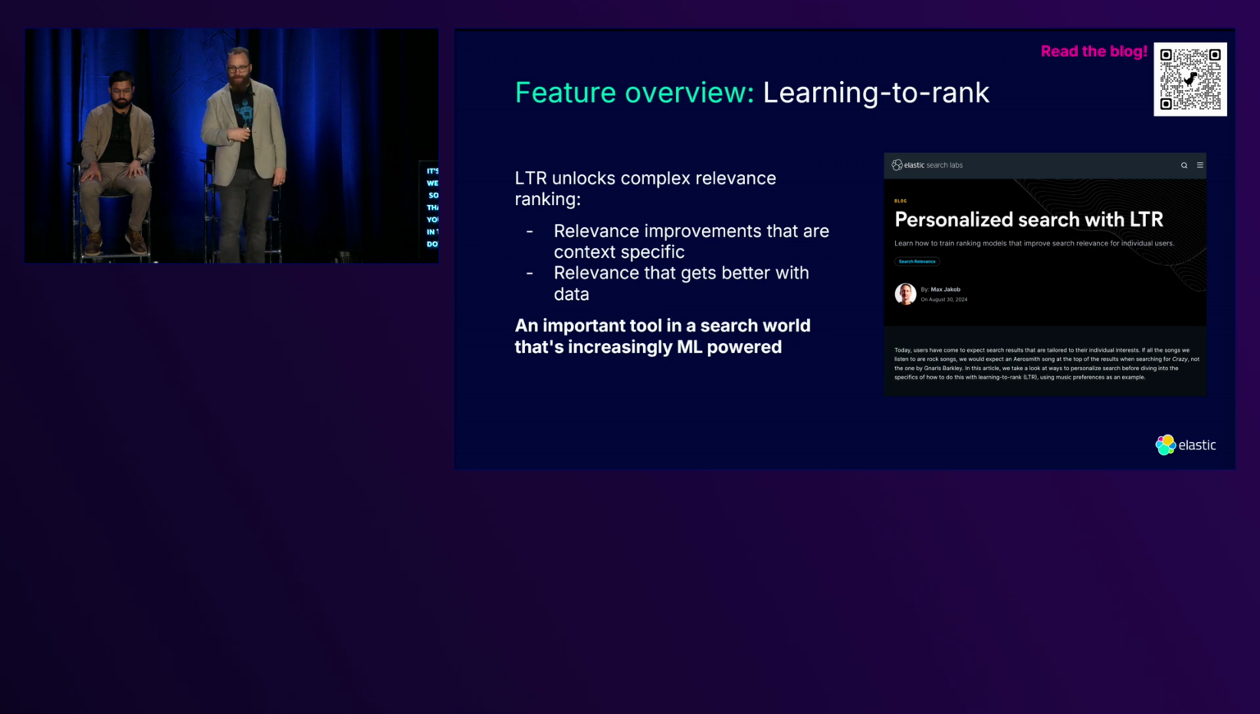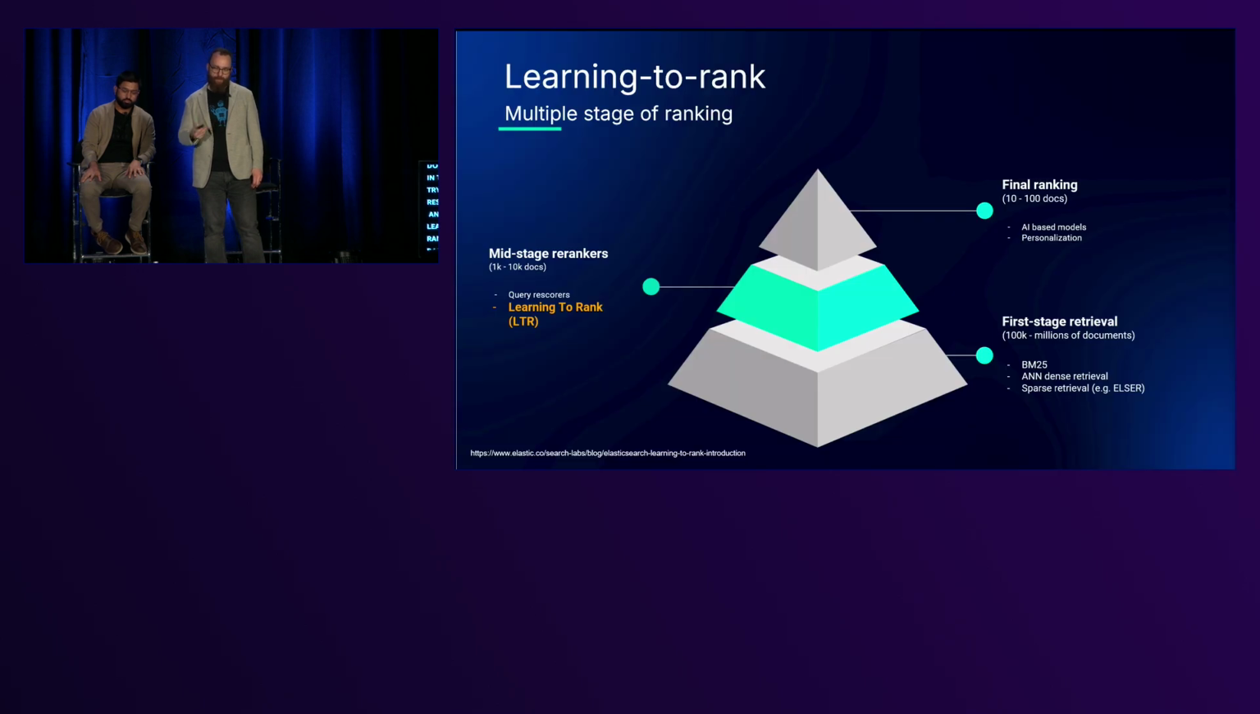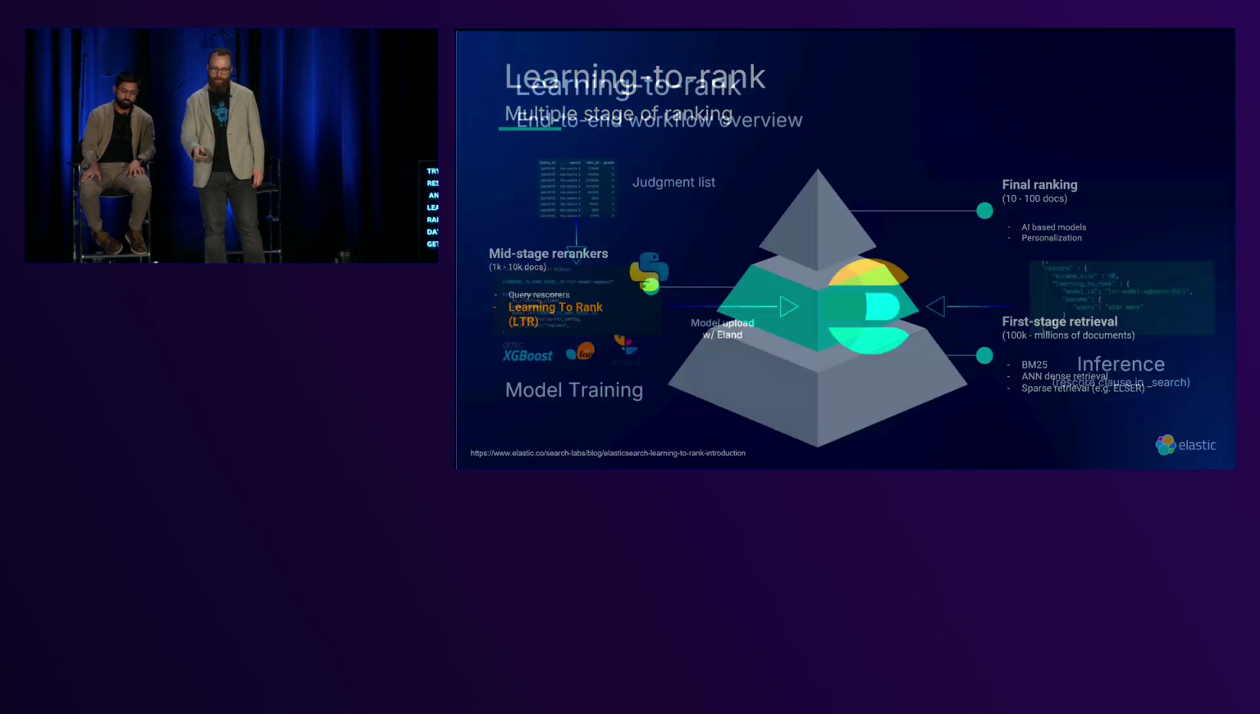Another feature we have is learning to rank. So learning to rank really unlocks your own data as an algorithm. So it gets relevancy based on your own data. And the way it works, there's another one. Come back to that in a sec.